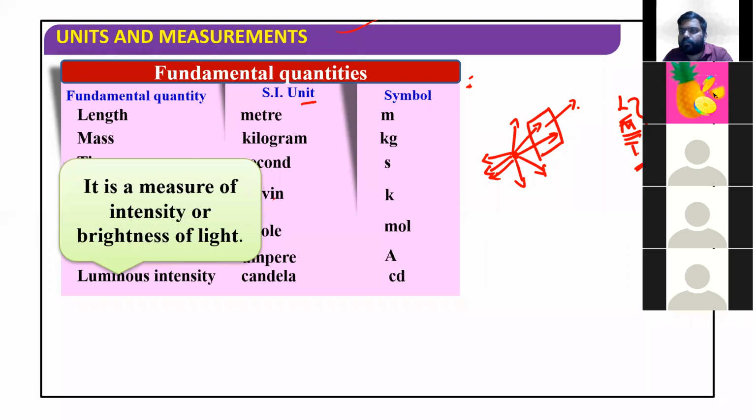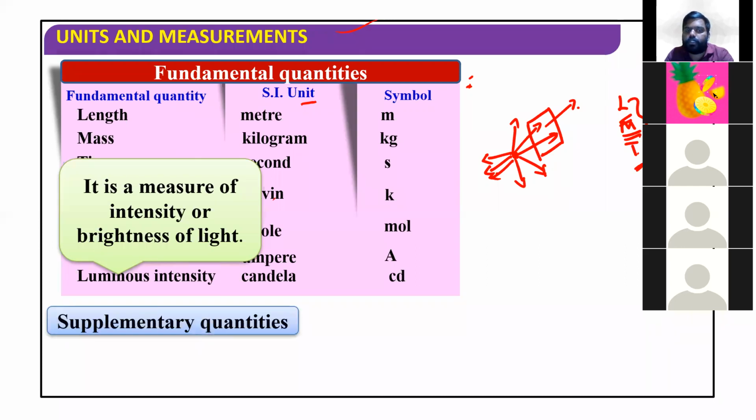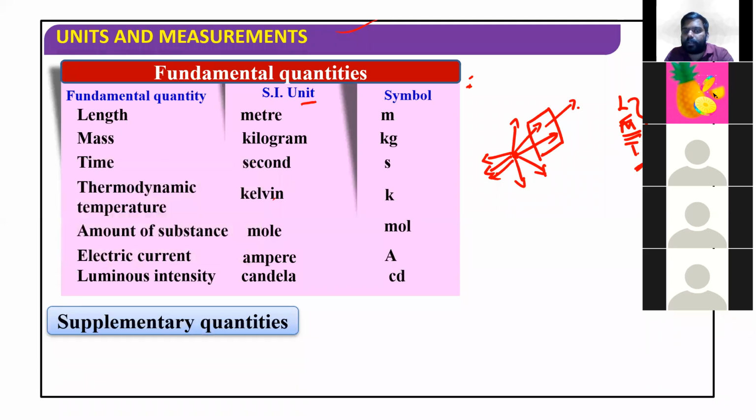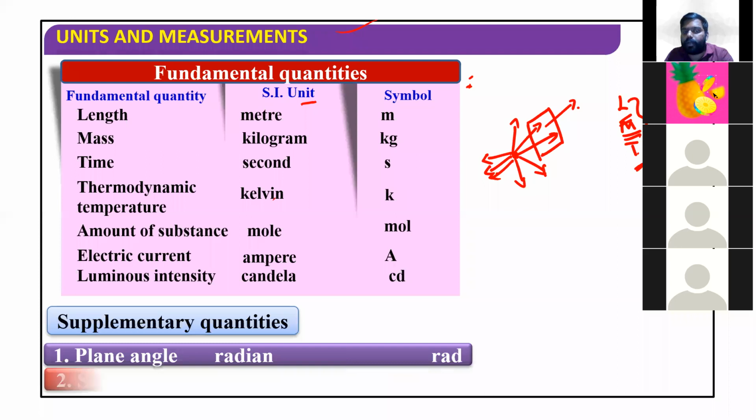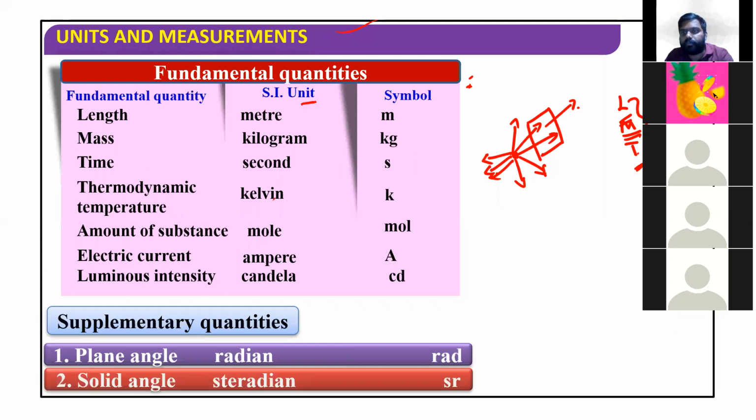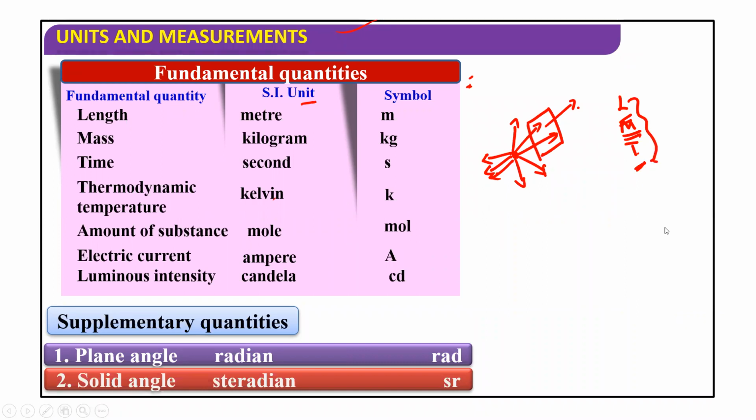Yes, sir. So I'm moving into the next point, supplementary quantities. There are two supplementary quantities, plane angle, radian, and solid angle, steradian. First of all, I want you to understand why we need these two supplementary quantities.